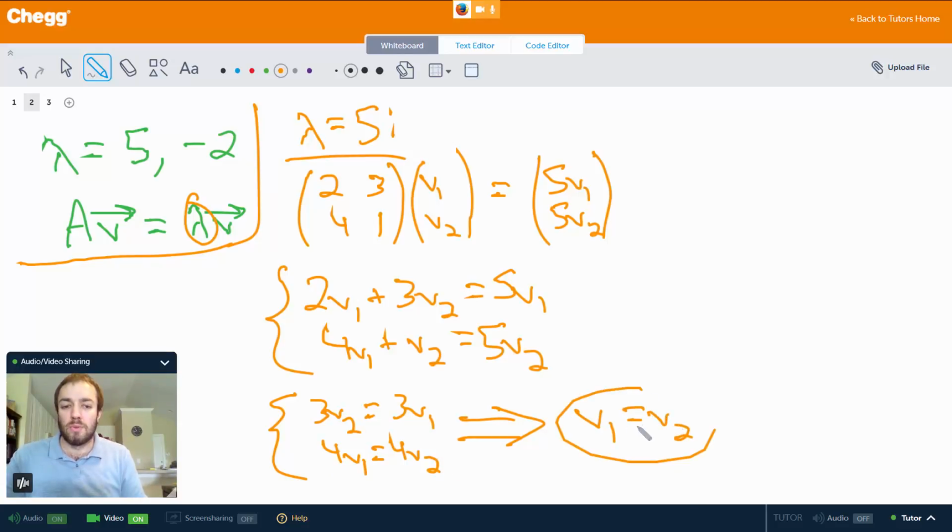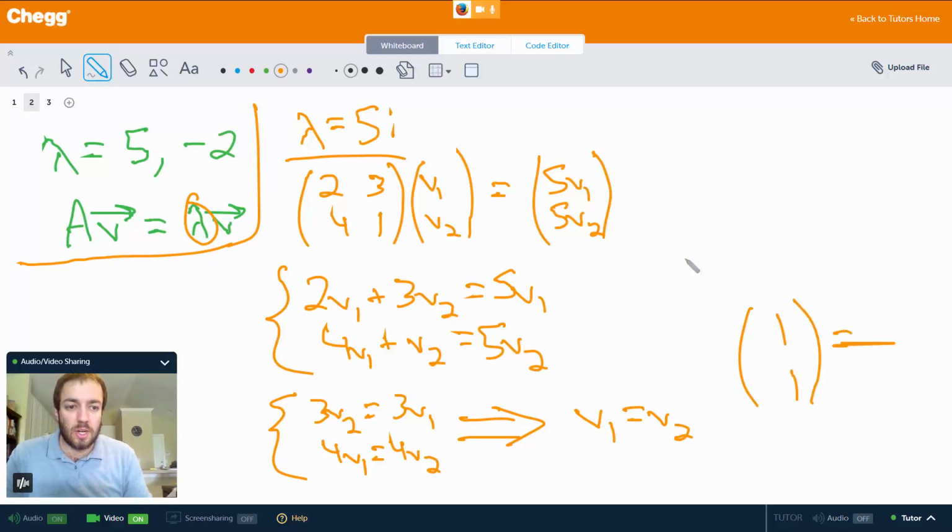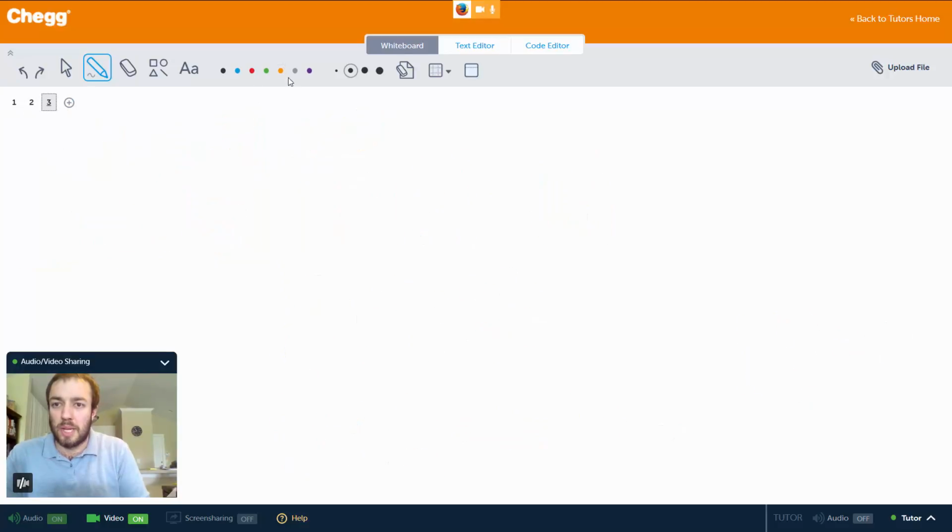And something like this is what we should expect to happen when we're looking for eigenvectors. So what we do then is, as is customary, make the first element 1. So v1 is going to be 1, and v2 equals v1, so v2 is also 1. Okay, so this is our eigenvector for the eigenvalue 5. So we found one eigenvector. Now we have to find another eigenvector for lambda equals -2. Let's go ahead and go to the next page and do that.